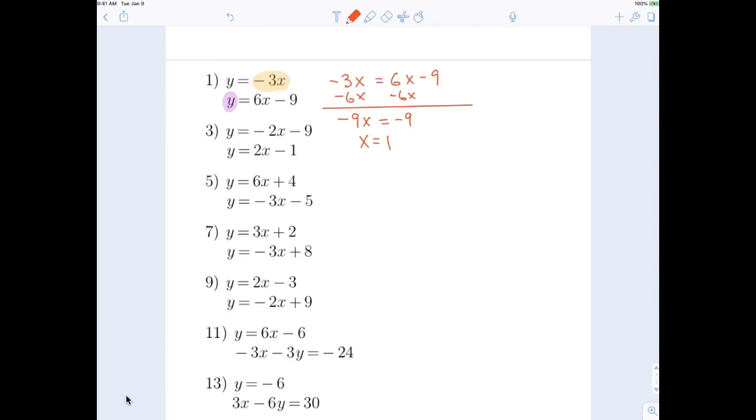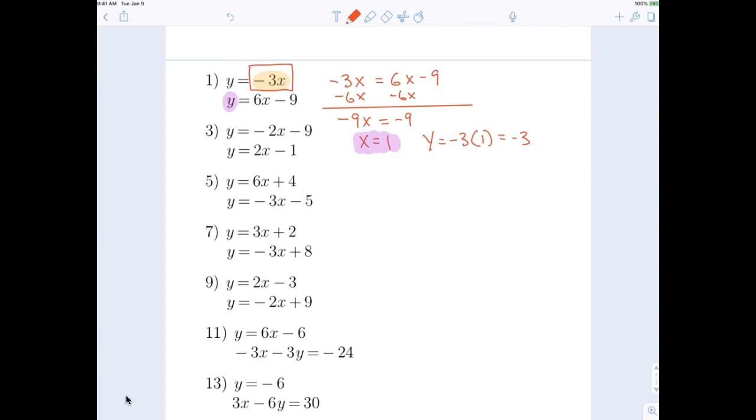Now, remember, we need an ordered pair. So if x is equal to 1, I have to figure out what y is. The easiest thing I can do now that I know that x is equal to 1 is plug it back into either one of these equations and it'll work out. So if I let x equal 1, y is going to be -3 times 1, which is -3.